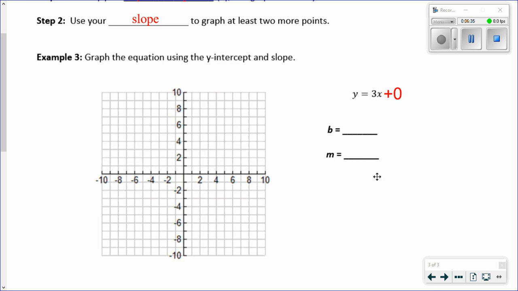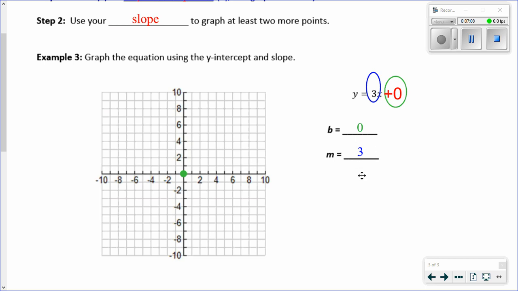Okay, I'm going to identify my b and my m. So the b is the number at the back, so that is actually 0. And then the slope is the number with the x, so 3 right here, that's our slope. So to graph this line, I'm going to use the y-intercept, and I'm going to plot that point first. So I go to where the y-intercept is 0, which is actually right here on the origin. And I plot that point first.